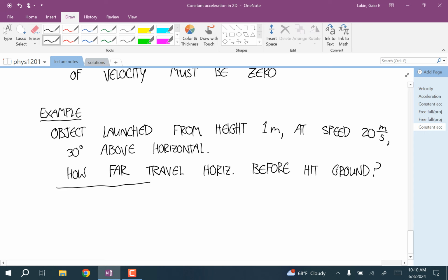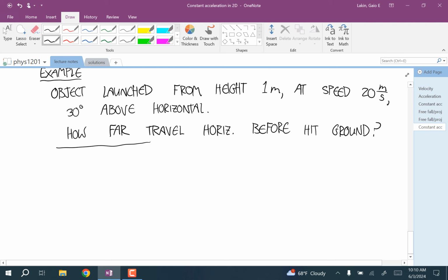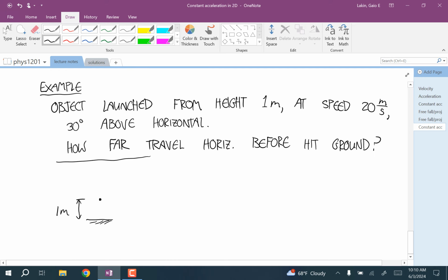Let me draw a picture of what's happening here. This object is launched at this point, and it's 1 meter off the ground. It is launched at an angle of 30 degrees above the horizontal. Because it's being accelerated down by gravity, it's going to follow a parabolic path like this until it hits the ground. And we want to calculate this distance.